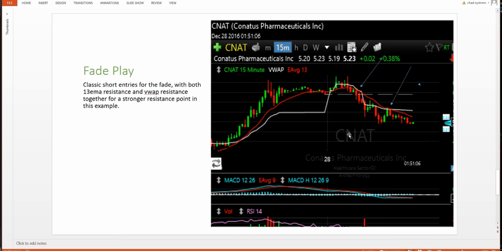But it's a great play to look for when other people are not trading because they're still in the mindset of only the morning pump, and they're not looking to adjust their strategies through the four phases.